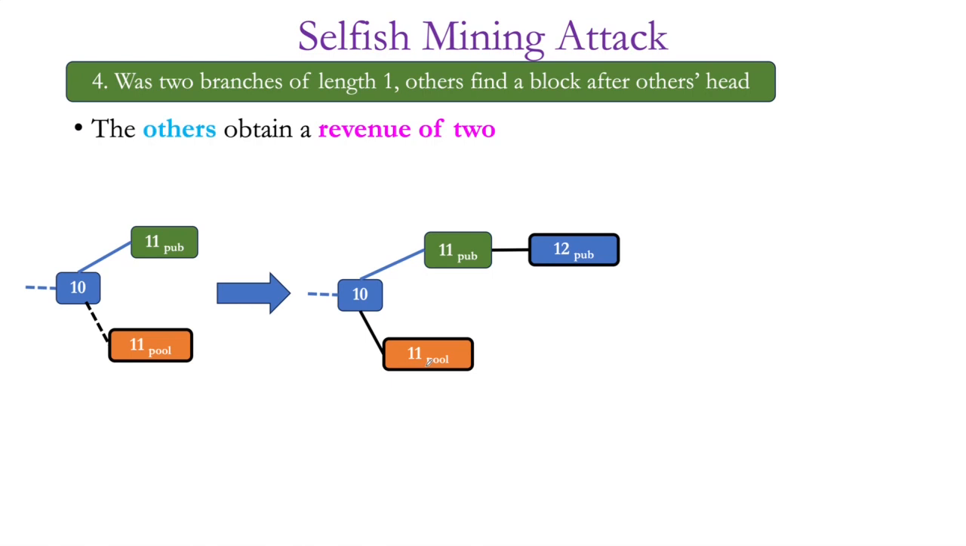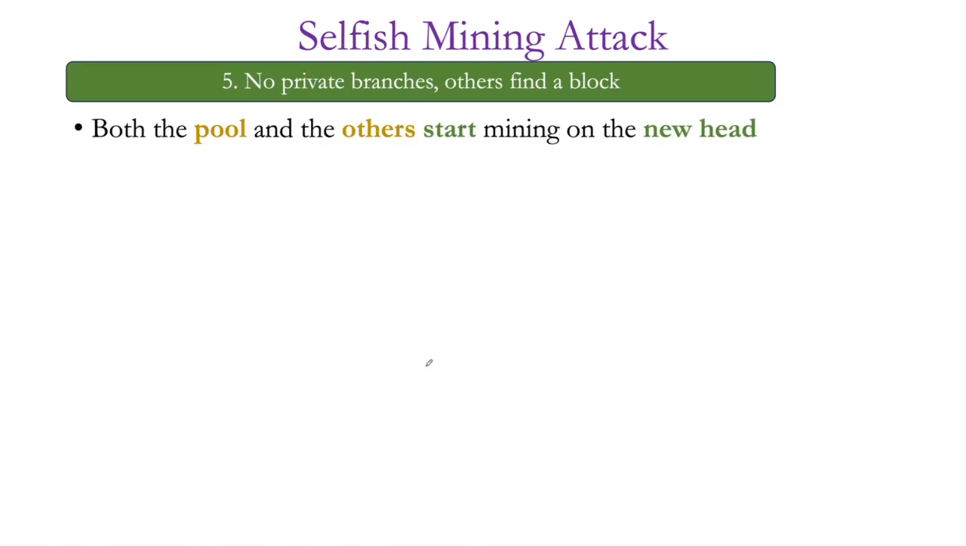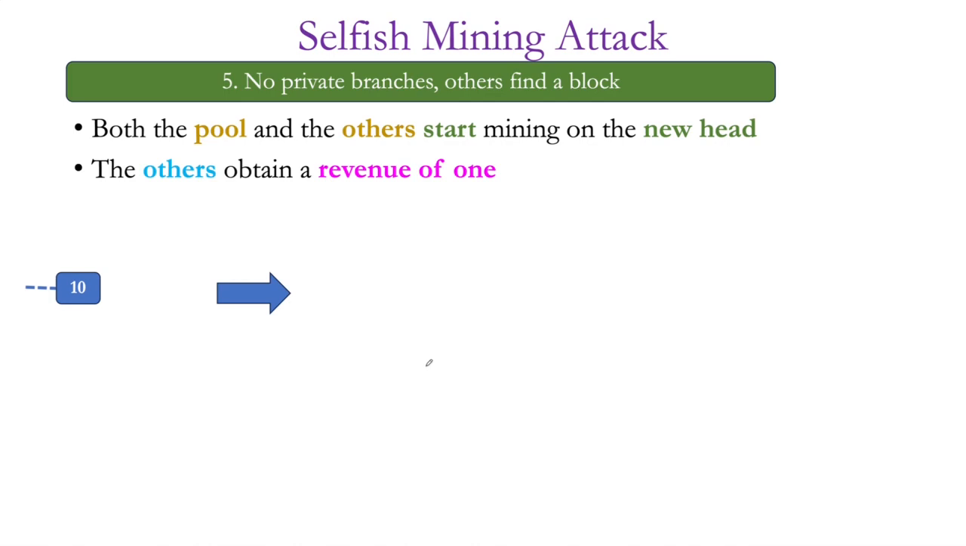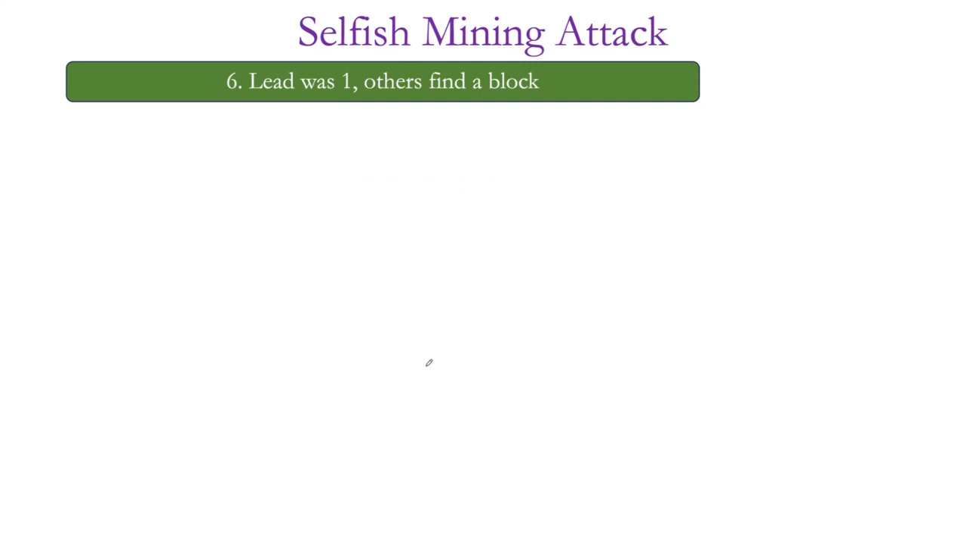Another case is no private branches. Here the others find a block, so the others obtain a revenue of one, and both the pool and the others start mining on the new block. They start creating on the new block. So others obtain the revenue of one in this case. Next is when the lead was one, and the honest miners find a block.